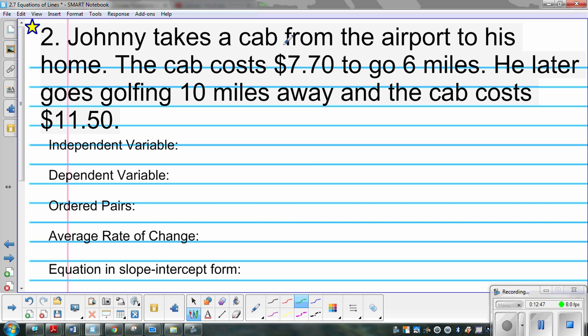The cost is $7.70 to go 6 miles. Later, he goes golfing, which is 10 miles away, and that cab costs $11.50. Take a moment, see how you do with this. Can you get yourself through this whole problem? Because this is an excellent quiz and test kind of question where I give you a real-life situation and I would ask you a series of questions. So I'm going to go ahead and pause recording and see how you can do all on your own. If you get stuck, go ahead and unpause it and see if you can get started again.